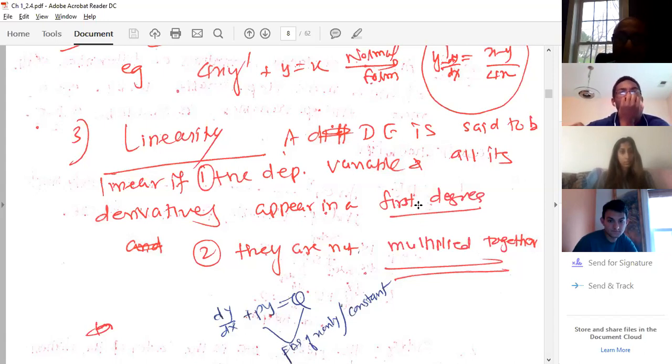Next. So two conditions are there. One is dependent variables and all its derivatives like y dash, y double dash, y triple dash, and so on, must appear in first degree and they are not multiplied together. If these two conditions are satisfied, then we can say that the differential equation is linear.